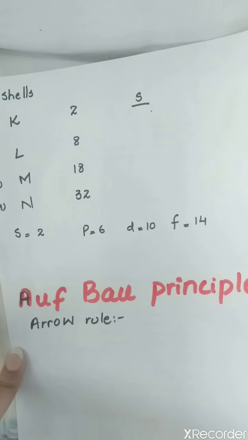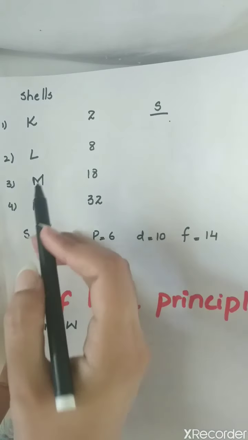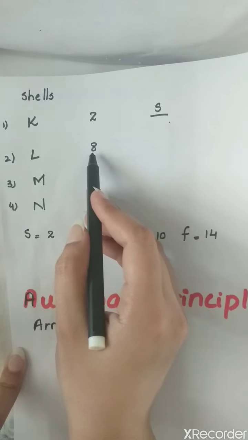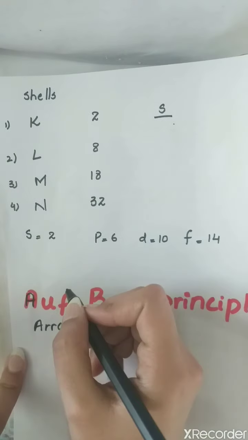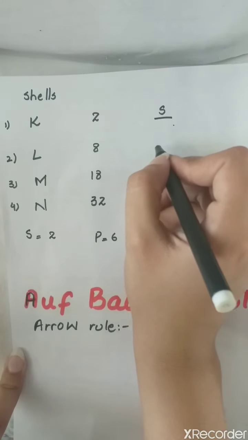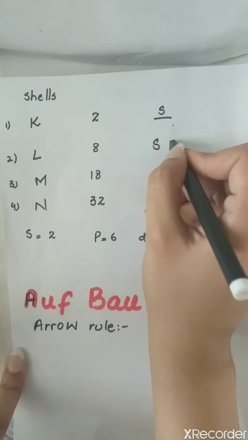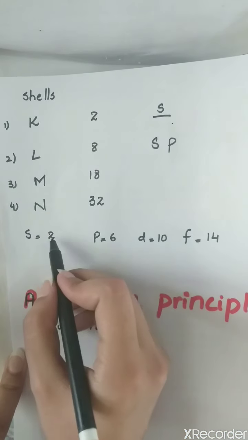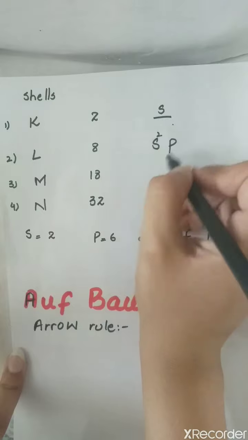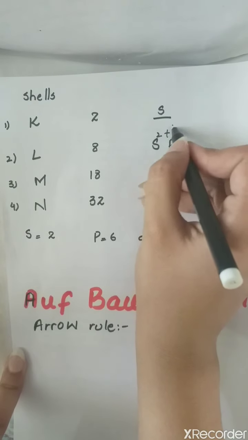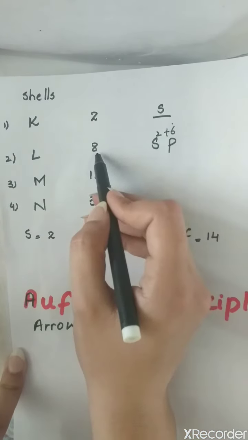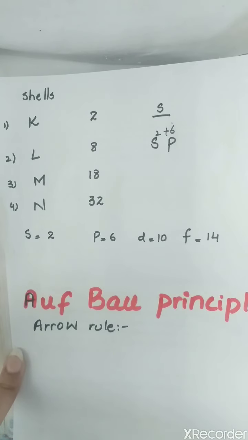Alright. Now moving on to the L shell. L can accommodate 8 electrons. So how many subshells can be accommodated? We can accommodate S and P. As you can see, S is having 2 electrons and P is having 6 electrons. Add them, 6 plus 2 makes 8. So we can accommodate these 2 subshells in L shell.